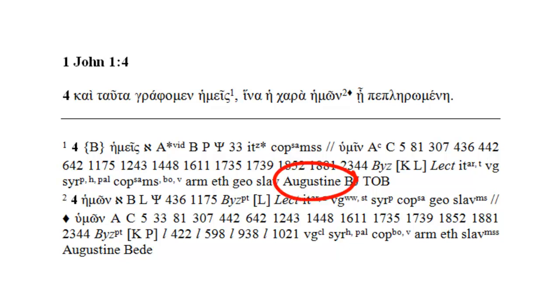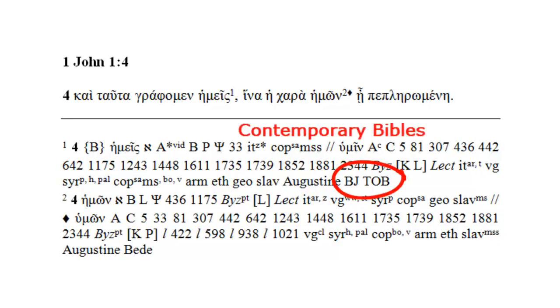And then we've moved into Church Fathers, and Augustine supports this reading. And finally, in UBS5, they've added something new, contemporary Bibles which adopt these readings. And so the contemporary translation BJ and TOB. BJ is the Jerusalem Bible, and TOB is a French edition.